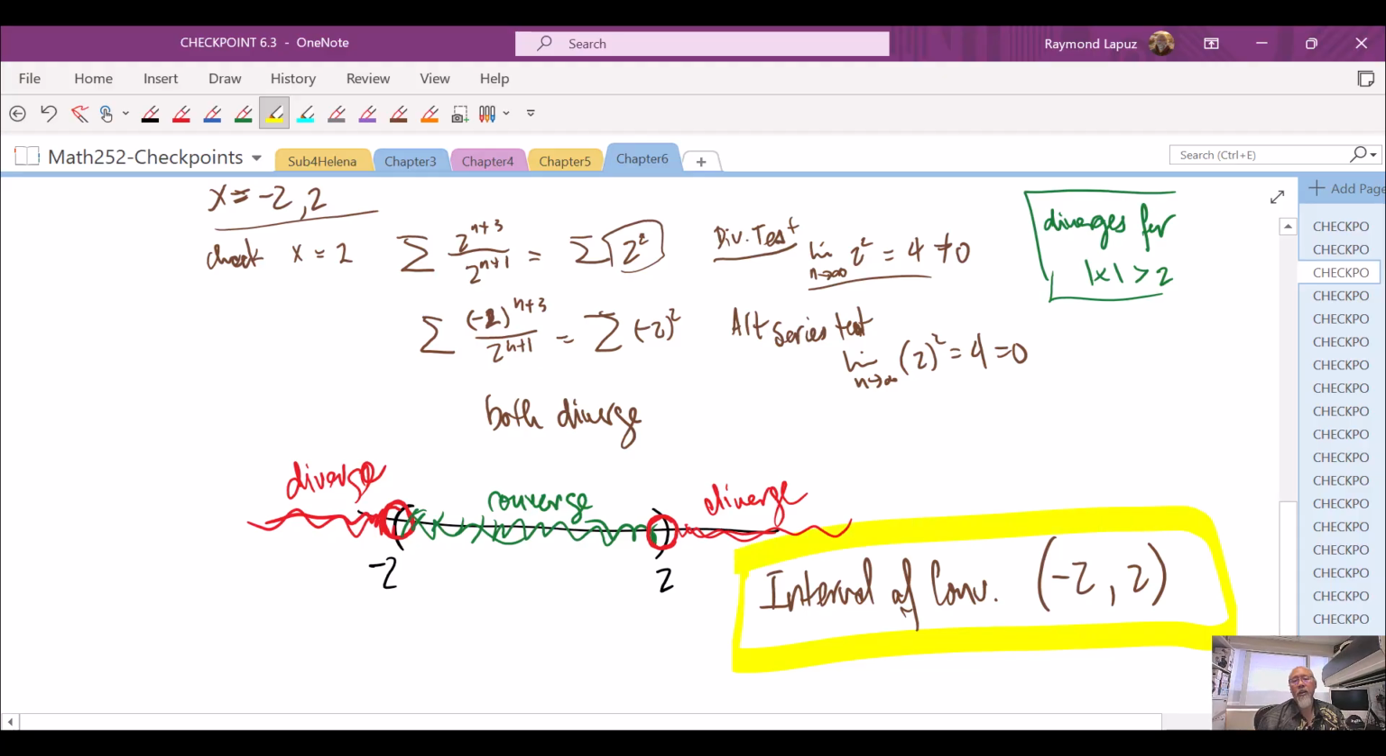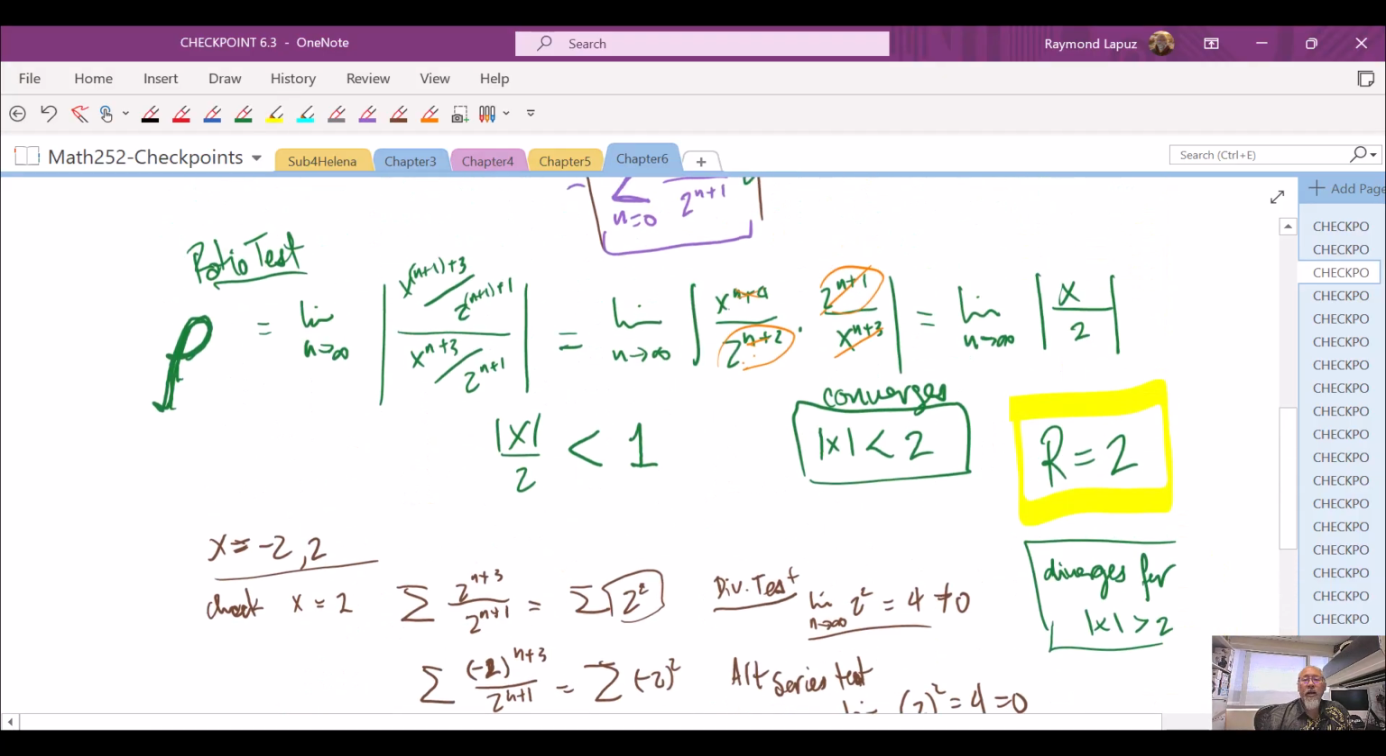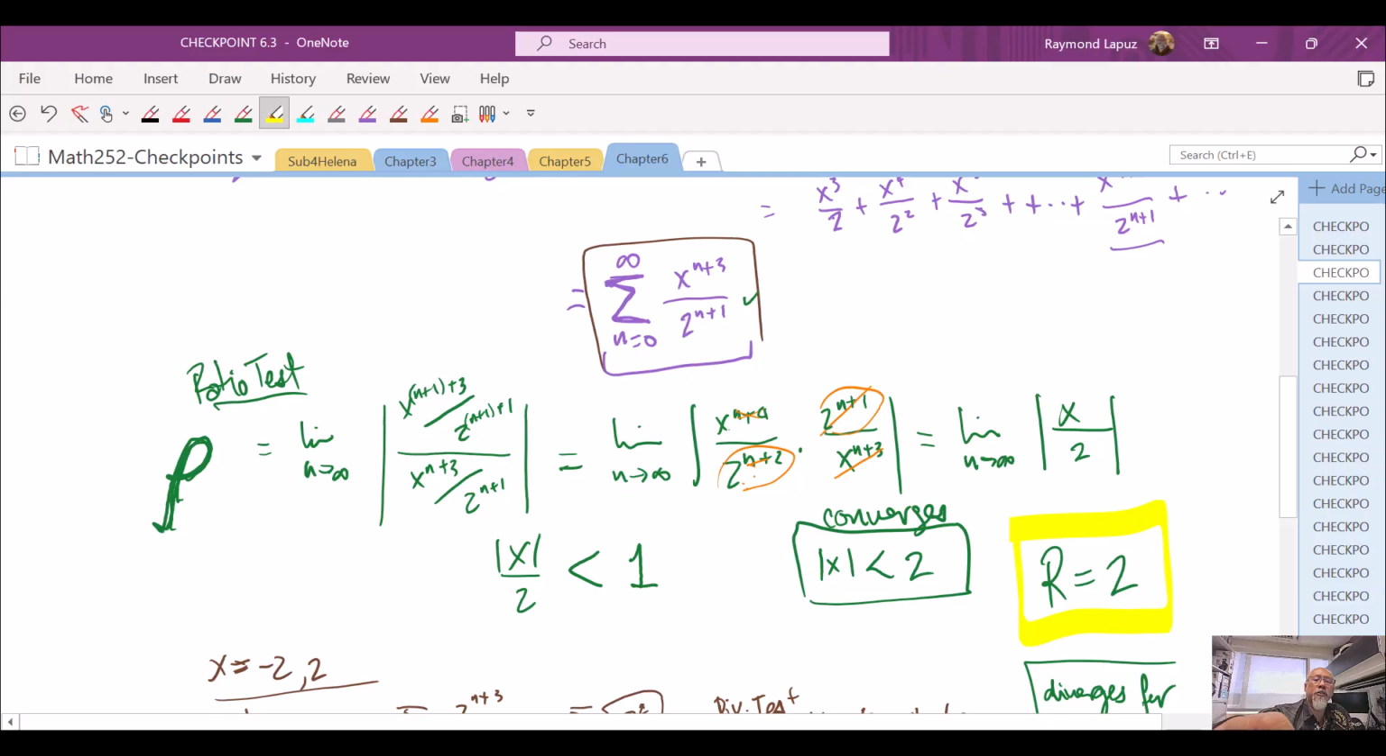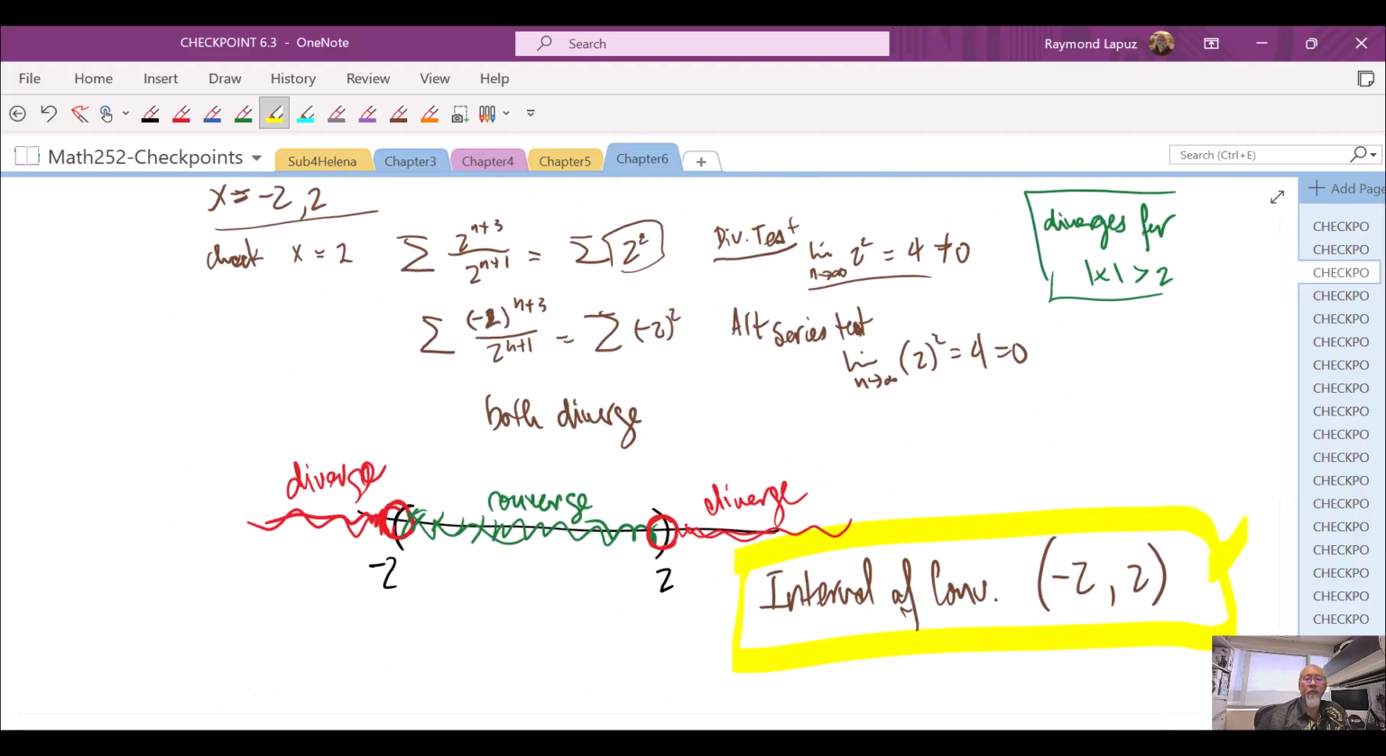Okay. All right, so we found our series. That's the first important part. And then we found the radius of convergence, and then we found the interval of convergence.